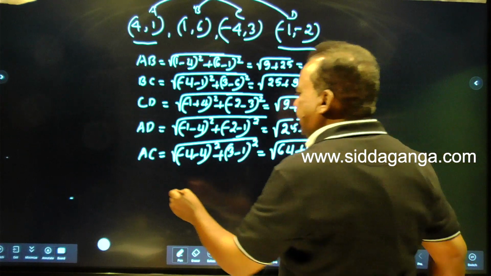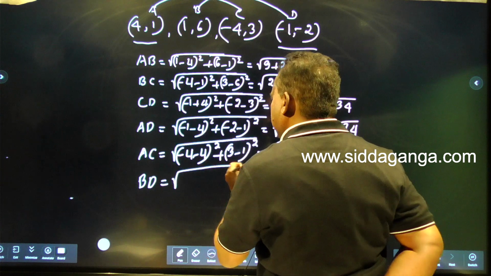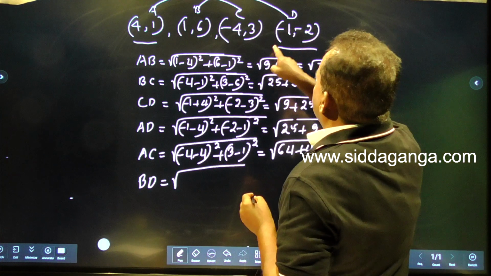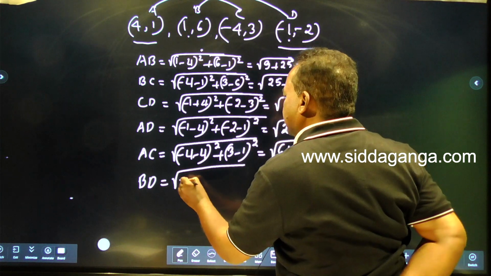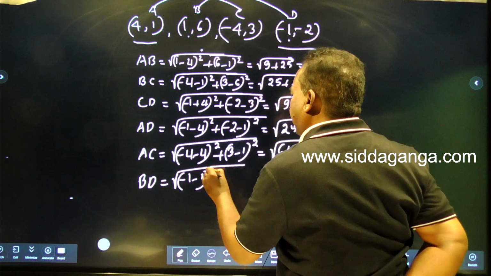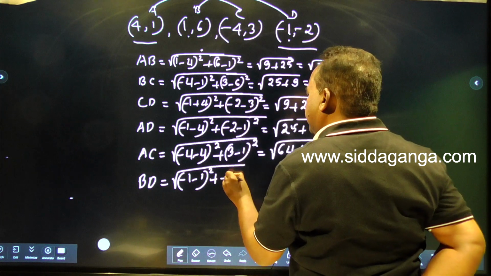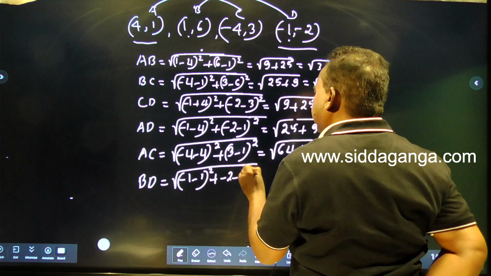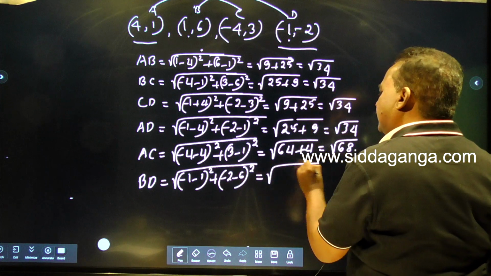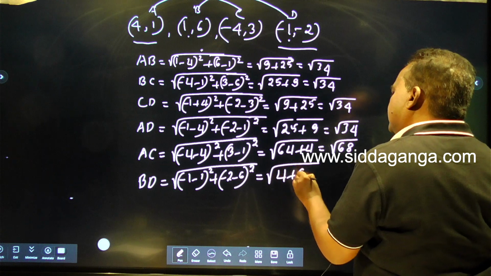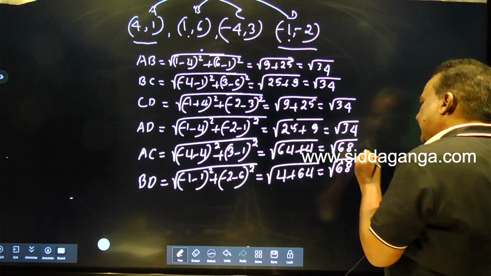Similarly, you have to find the distance between the second and fourth vertex, which is another diagonal. So what is BD? x2 minus x1, minus 1 minus 1 whole square, plus y2 minus y1, minus 2 minus 6 whole square. Minus 2 whole square is 4. Minus 8 whole square is 64. 64 plus 4 is 68.